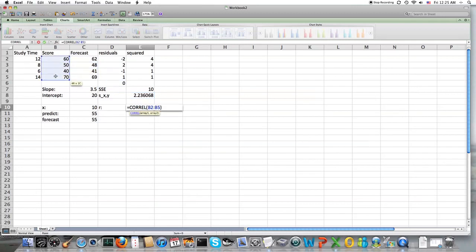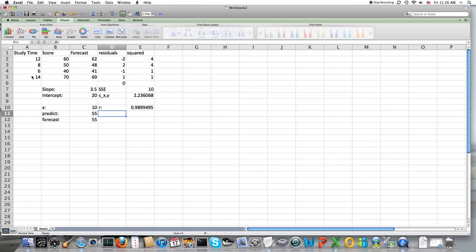And array 1, array 2. This one, unlike the forecast and slope, you can enter them in either order. And that is 0.9899. Now, the correlation is a number that ranges between -1 and 1.